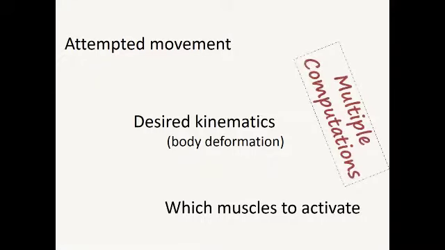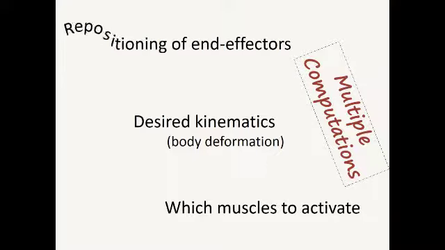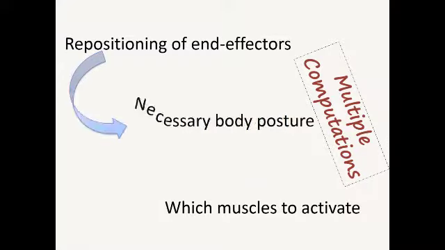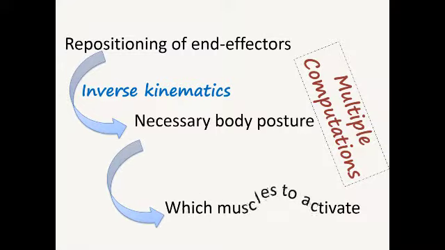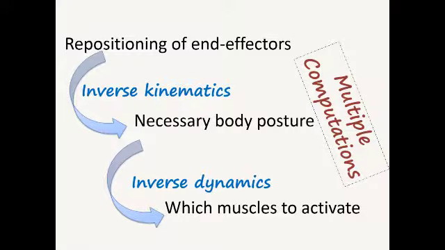So the control system has to do multiple computations, and in each of these computations, it first has to take into account the correct repositioning of the end effectors. Based on that, it has to conclude which is the necessary body posture that will position the end effectors in the correct position. This part of the computation is called inverse kinematics. Then the control system has to take into account the body posture to conclude which muscles to activate in order to achieve this body posture. This part of the computation is called inverse dynamics.